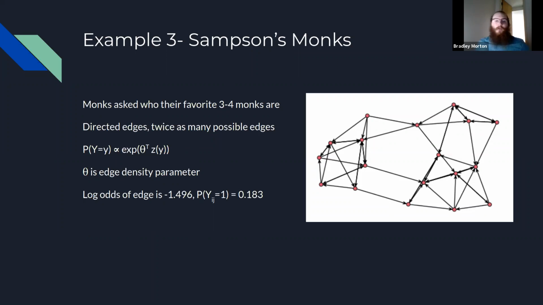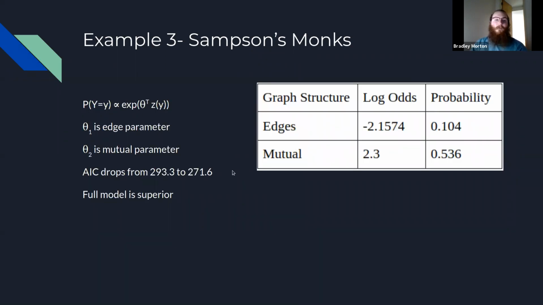And so if we start by fitting just to the edge density parameter as we did before, then we get the log odds of an edge are about minus 1.5, and the probability of an edge occurring is about 0.183, which is what you would expect. This is just the proportion of possible edges that exist. But looking at this, what if we want a little bit more? What if we want to look at whether or not they're more likely to list a monk as a favorite if they're listed in return? And then that takes us here.